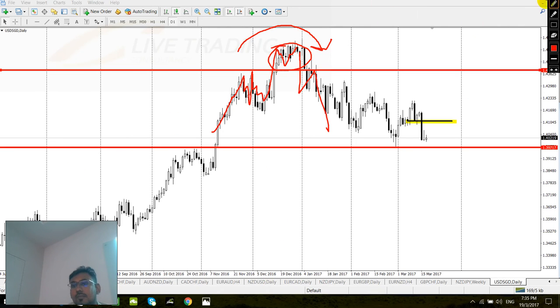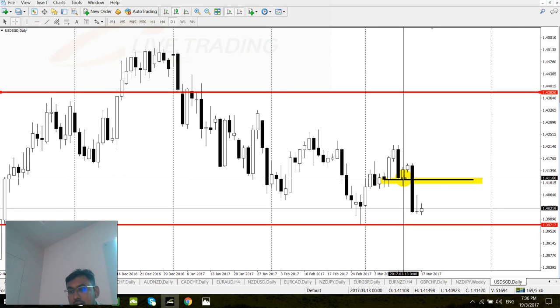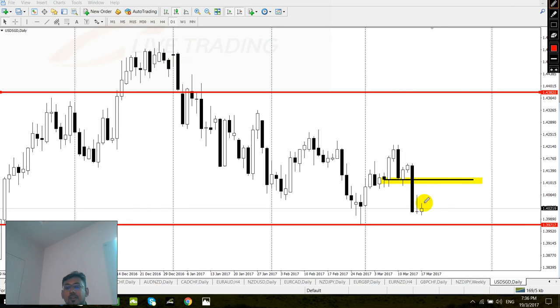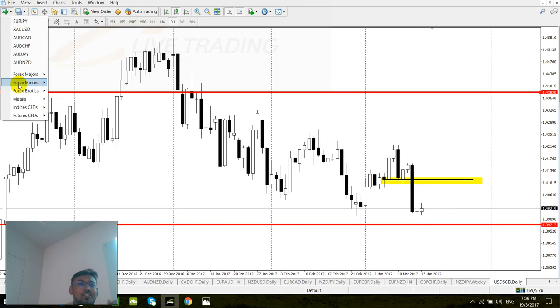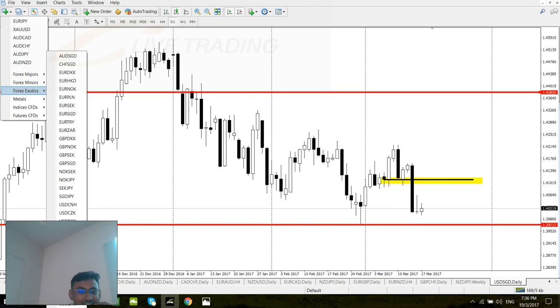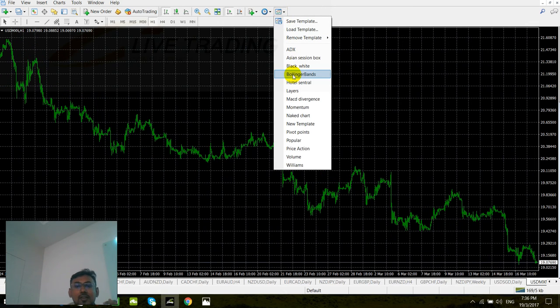Okay. So if you ask me, I will go short at Singapore dollar 1.41160, which is this price. I'll go short with confirmation. Okay. Let's recap again. But how about USD Mexican dollar? I think we forgot the trade lah. Any exotic pairs?